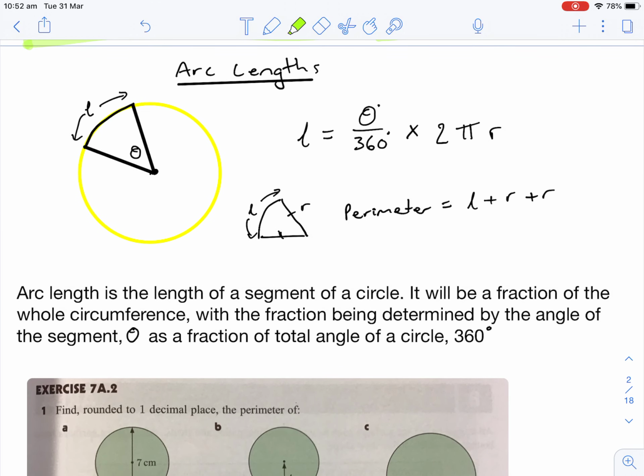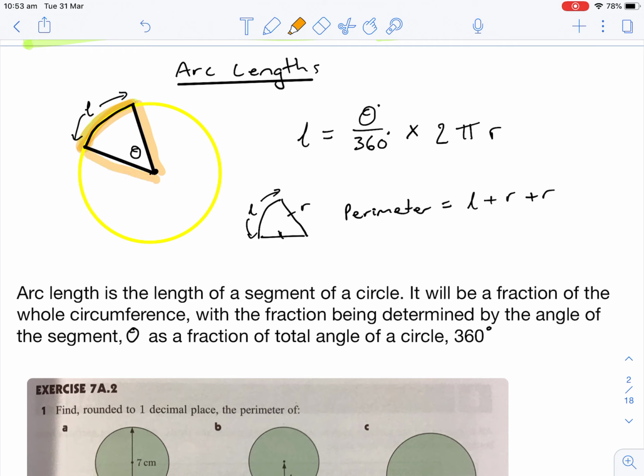Arc lengths. Now an arc is basically this little bit along here. Hopefully you can see that. I'm going to do that one more time in another colour. So an arc is just the little circular shaped bit on a wedge, if you like. So it's a part of a circle. The arc does not include the 2 little radius sections to the sides here.